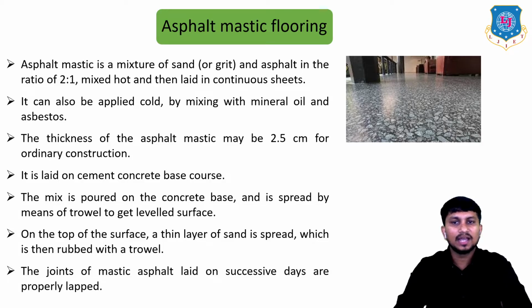The thickness of the asphalt mastic may be 2.5 cm for ordinary construction. It is laid on cement concrete base course. The mix is poured on concrete base and is spread by means of trowel to get level surface. On the top of the surface, a thin layer of sand is sprayed, which is then rubbed with trowel. The joints of mastic asphalt laid on successive days are properly lapped.